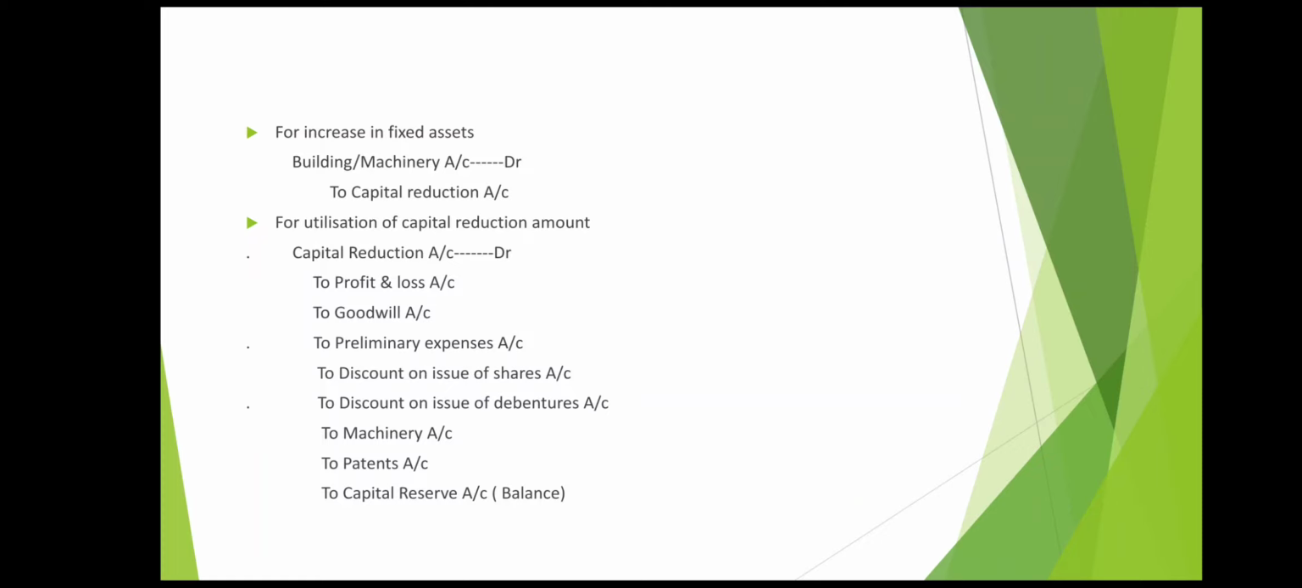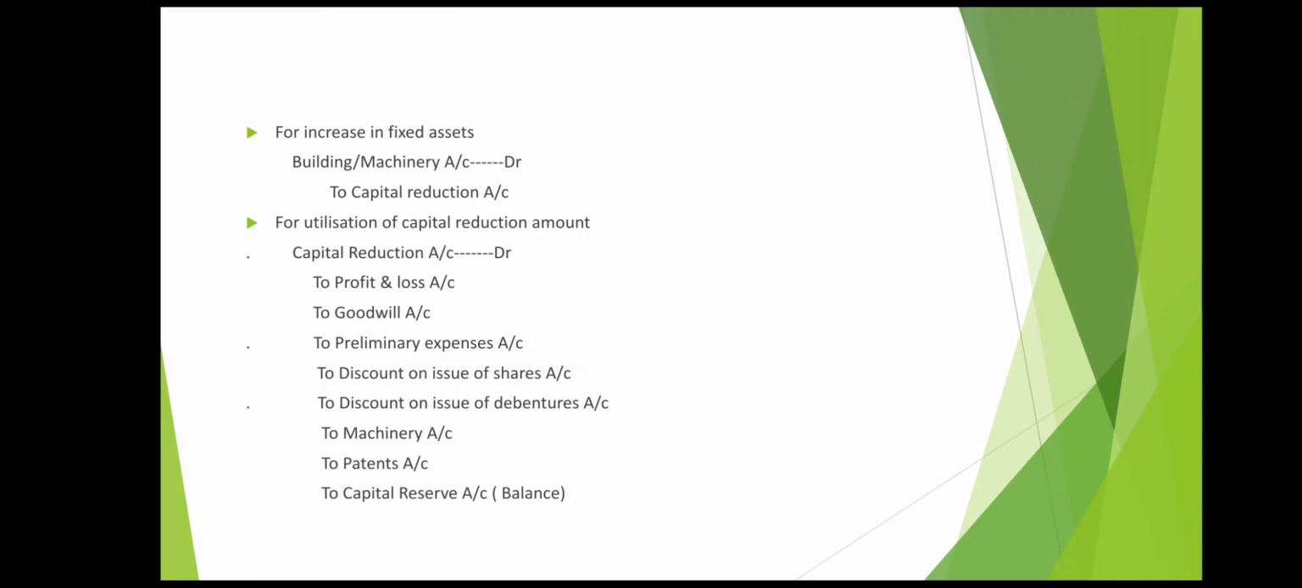Okay, so the last entry is for utilization of capital reduction amount. Now in the previous entries what you do, you collect the funds from the shareholders, from debenture holders, from creditors, from reserves. Okay, and now in the final entry what you do, whatever amount is collected, using that you try to write off the losses of the company, and it has to be written off in this order only.